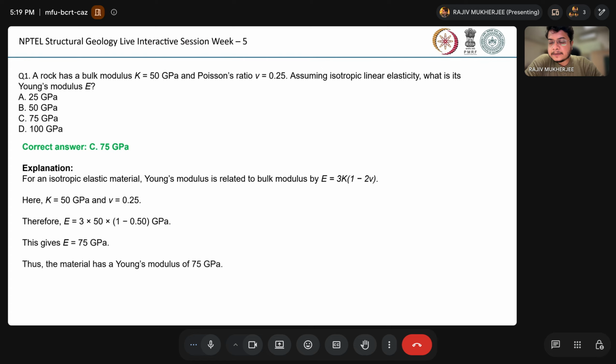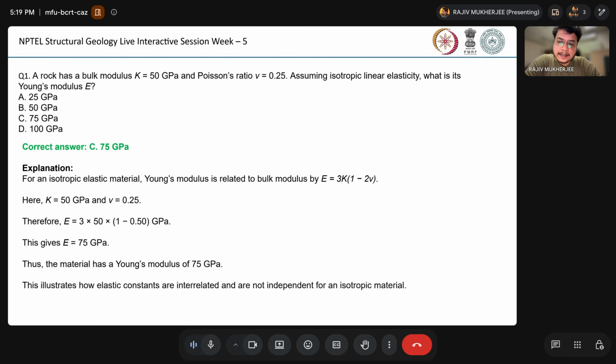So this illustrates how elastic constants are interrelated and are not independent for an isotropic material. For an isotropic material, every elastic constant, if you take the Young's modulus, you can easily relate that to the bulk modulus, the Poisson's ratio, the rigidity modulus, everything is related. So the first problem was essentially to relate the bulk modulus of a material with the elastic modulus, or the Young's modulus to be specific. Okay, so this was the first question that we have solved.